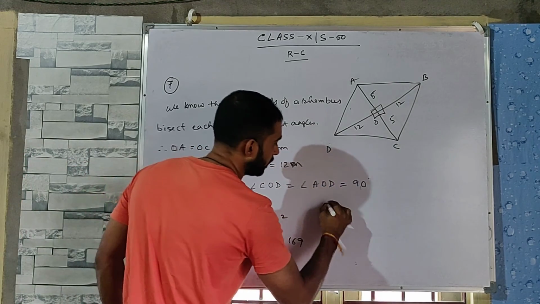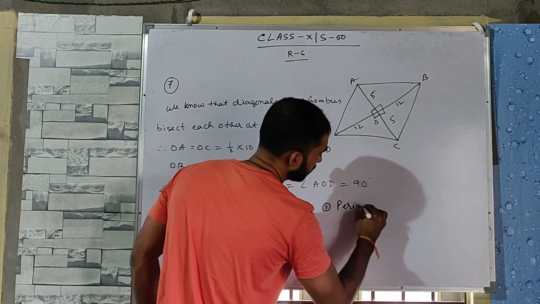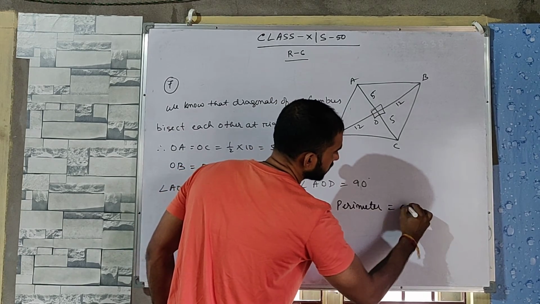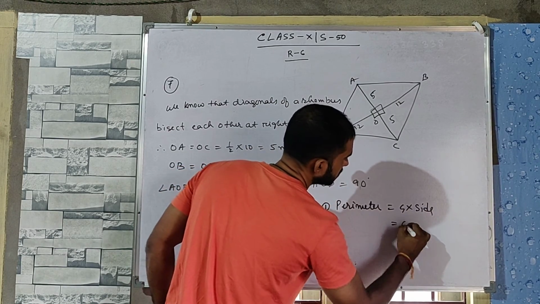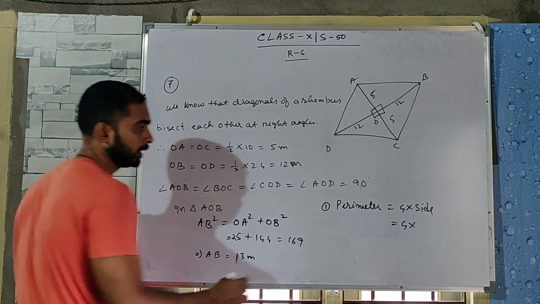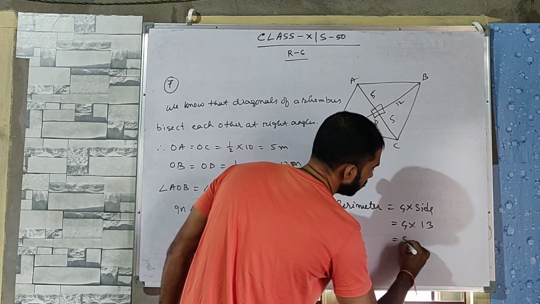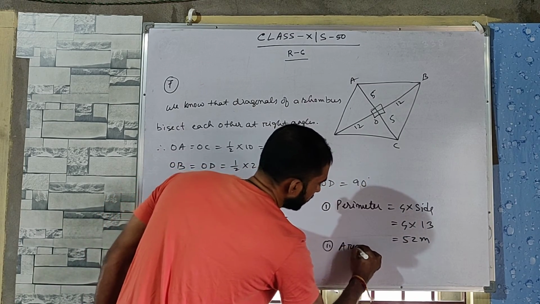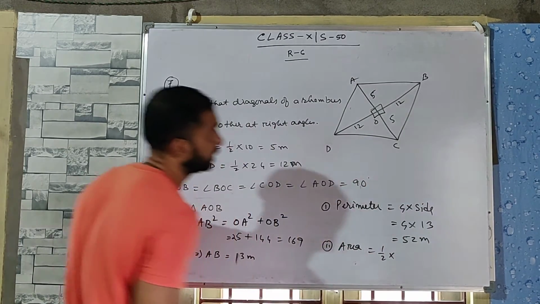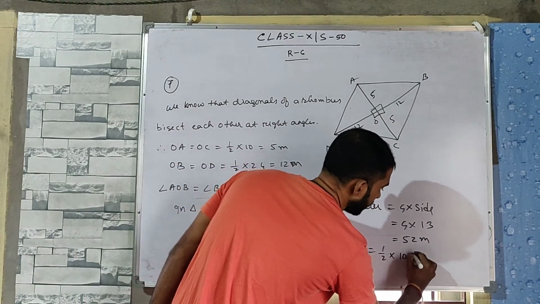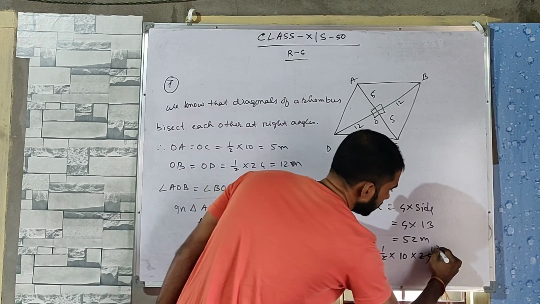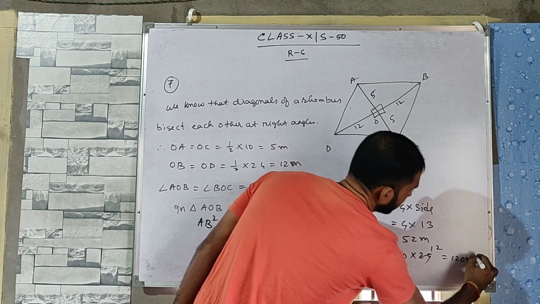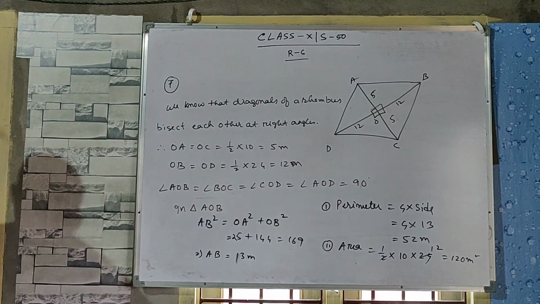So number 1, perimeter equal to 4 into side. Now what is the one side? 13, that is 52 meter. And then number 2, area equal to half into product of diagonals. The diagonals are 10 and 24. So half into 10 into 24 equal to 120 square meter. So this is the perimeter of the rhombus field and area of the rhombus field.